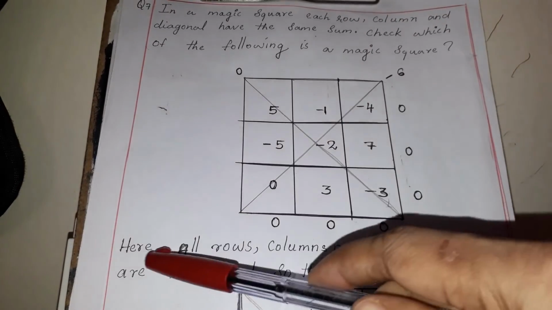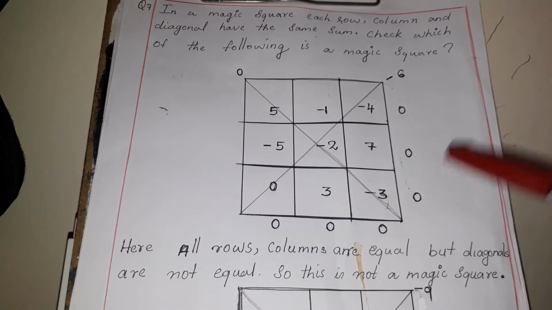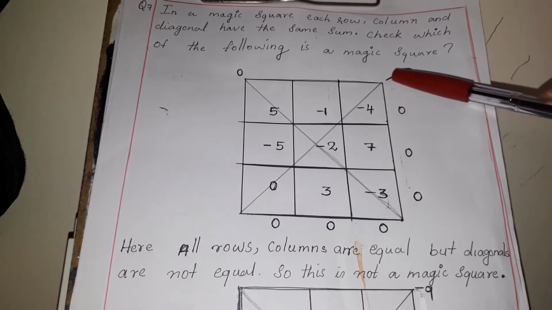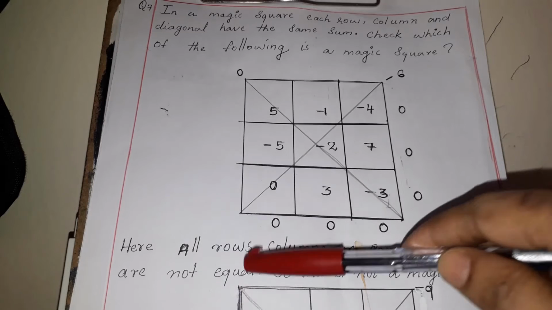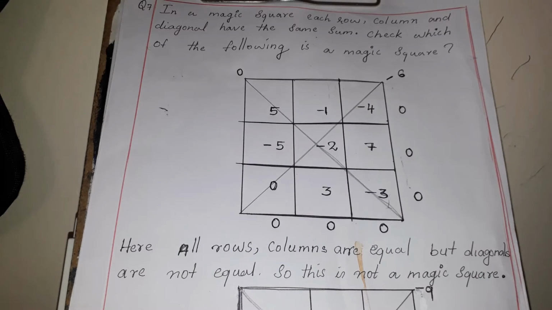Okay, here all rows and columns are equal. But one diagonal is minus 6, and the other one is 0. Okay, so this is not a magic square, isn't it? Clear?